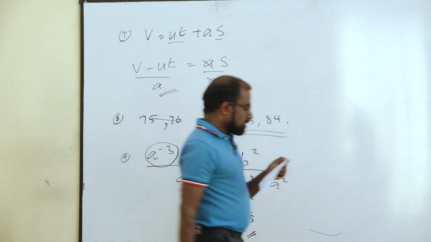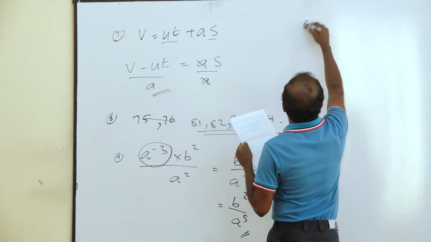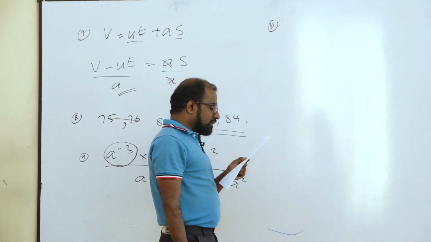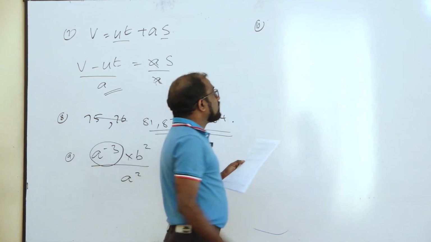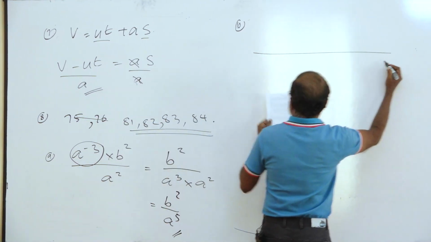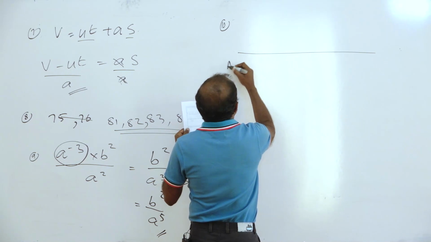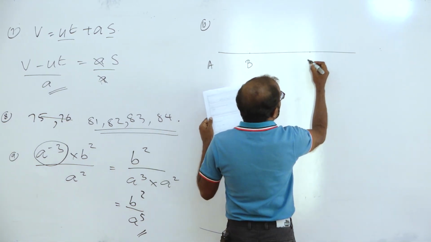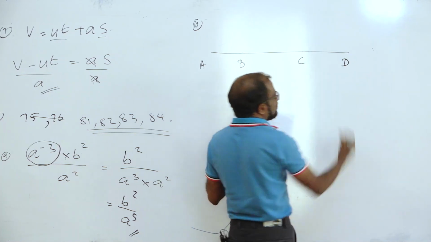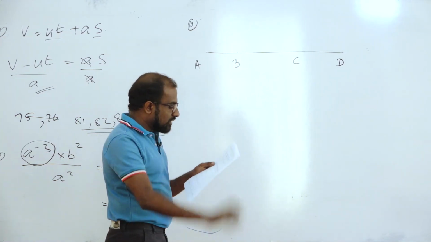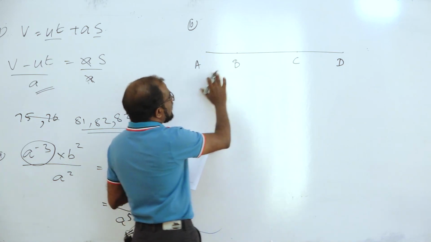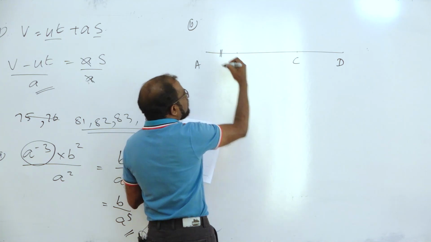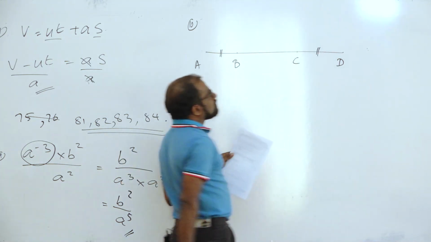10th question. What is the conclusion you can make from the data given in the figure below? This question we have answered in the class itself. In the lesson of axioms. Understand? It is given in the same way. So ABCD located on a straight line. It is given that AB is equal to CD.